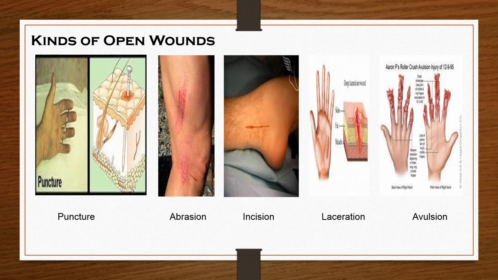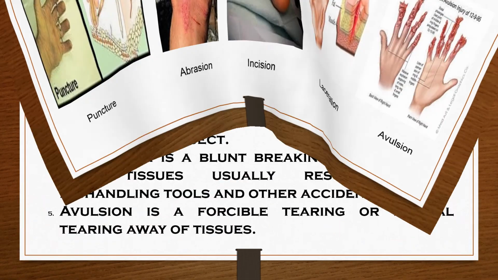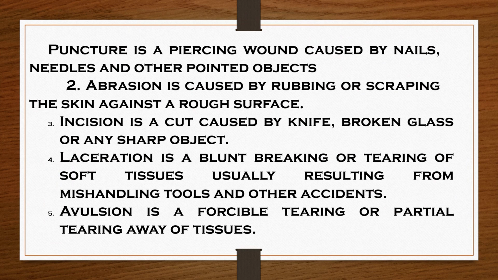So these are the kinds of open wounds: puncture, abrasion, incision, laceration, avulsion. Puncture is a piercing wound caused by nails, needles, and other pointed objects. Abrasion is caused by rubbing or scraping the skin against a rough surface. Incision is a cut caused by knife, broken glass, or any sharp object. Laceration is a blunt breaking or tearing of soft tissues, usually resulting from mishandling tools and other accidents. Avulsion is a forcible tearing or partial tearing away of tissues.